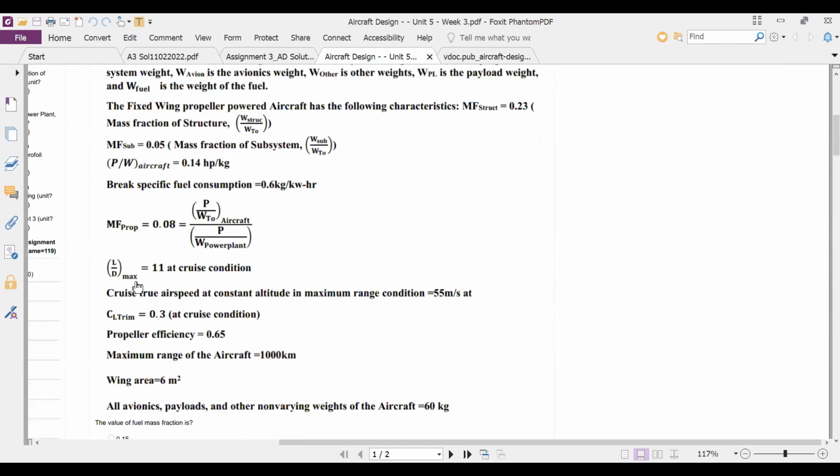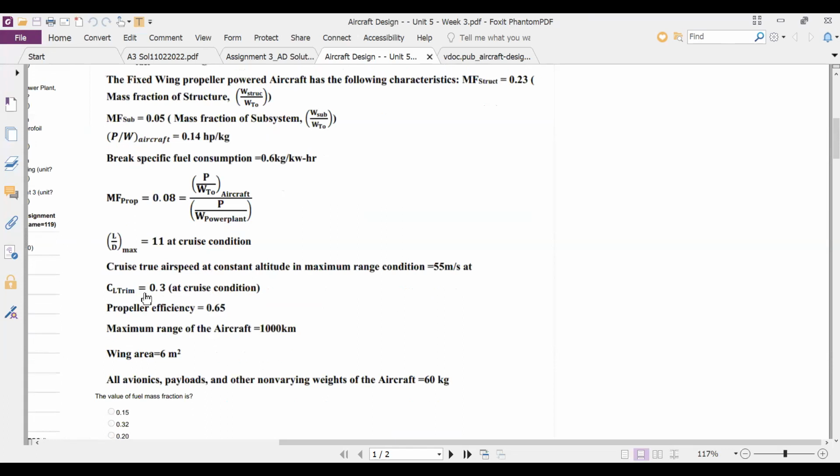And the maximum L by D for this aircraft is 11 in cruise condition. And we are cruising at 55 meter per second. In maximum range condition means we are flying at L by D maximum, and that speed is 55 meter per second. We are also given the trim CL, which is 0.3, and propeller efficiency, which is 0.65. We have been given the maximum range of this aircraft, which is 1000 kilometer. We have a wing area of 6 meters square.